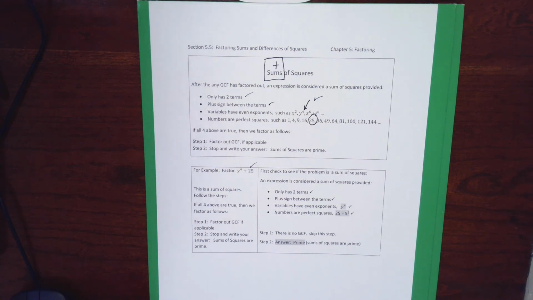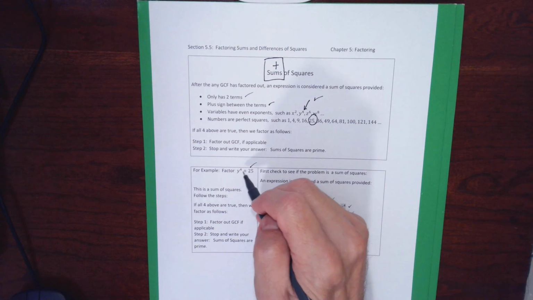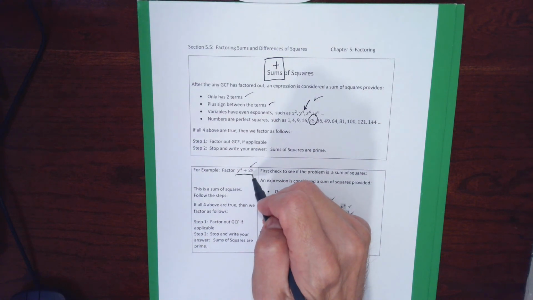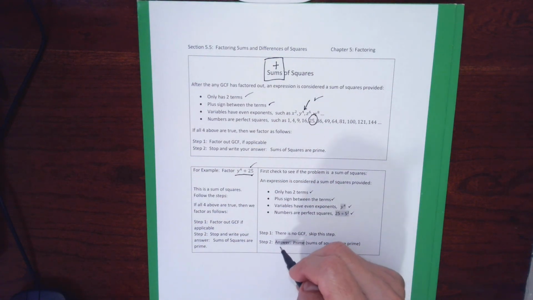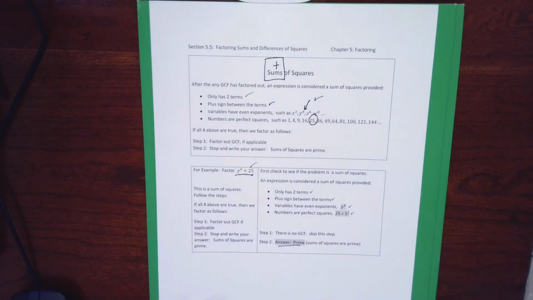Sums of squares don't factor. They're all prime. They actually factor with i's, if you believe it or not, but they don't factor. So if I was asked to factor this, and I identify it as a sum of squares, sums of squares don't factor. They're all prime. Let me show you on the sheet that I've worked with already some common mistakes.